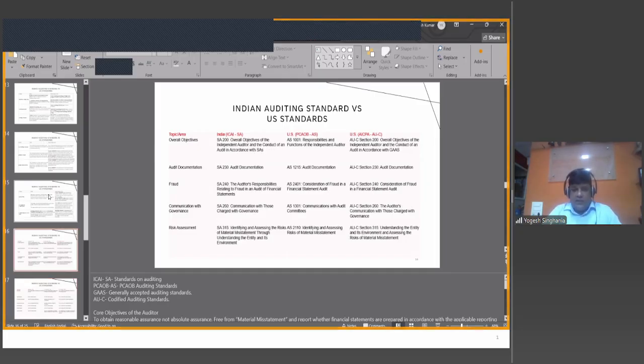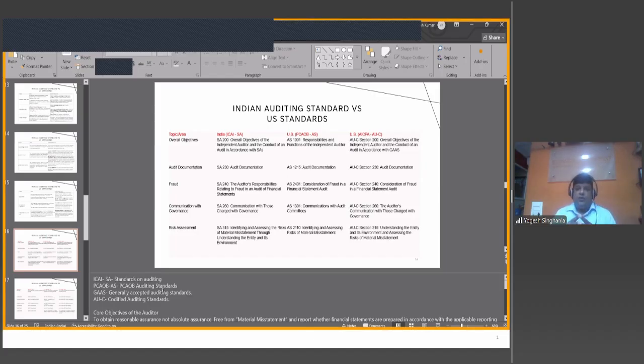Indian auditing standard versus US auditing standard. I'll go through each one and try to give a little bit of insight on these standards. The overall objective of the Indian auditing standard is to express an opinion on the financial statements. The responsibility of maintaining books of accounts and internal control stays with the management, whereas expressing an opinion is the responsibility of the auditor. They need to be independent and decide materiality, so that the financial statements are free from material misstatement. That is the most important objective.